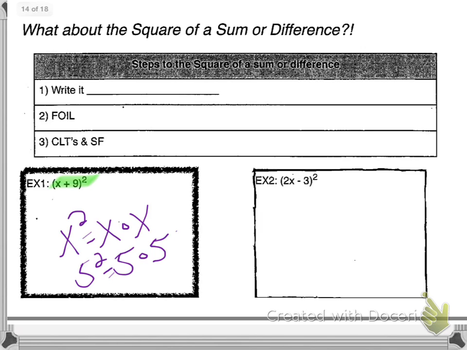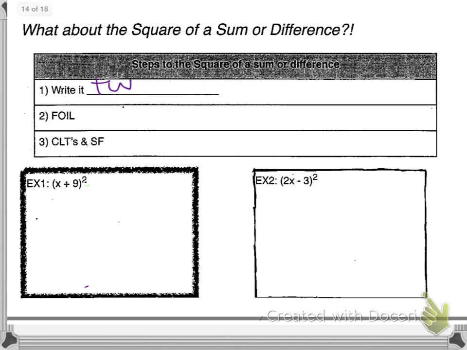All right. So your first step is going to be to write it out. Okay, so we're going to get rid of the square, and we're actually going to write it twice. Okay, so I'm crossing out the x squared, and we're going to say this is x plus 9 times x plus 9. And I guess you don't have to cross out the little squared, but if you have more space, you could write it right next to it.